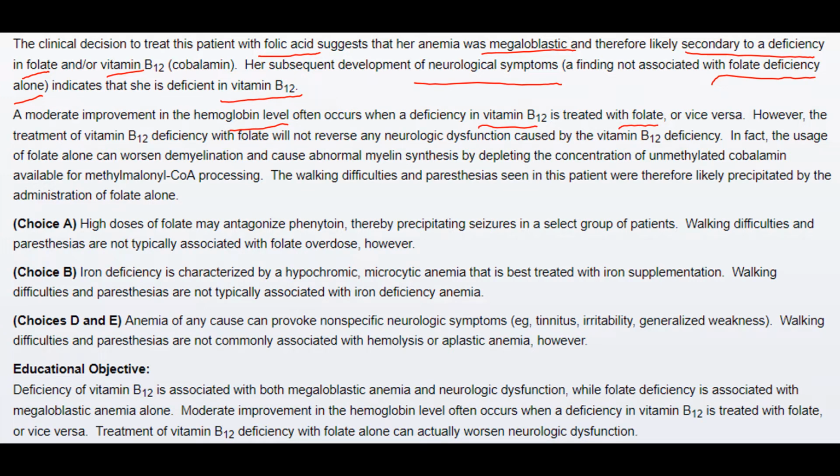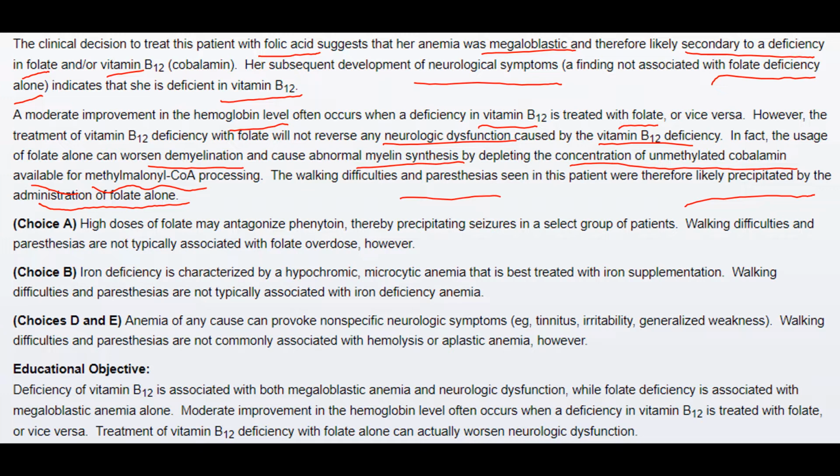folate or vice versa. However, the treatment of vitamin B12 deficiency with folate will not reverse any neurological dysfunction caused by the vitamin B12 deficiency. In fact, the usage of folate can worsen demyelination and cause abnormal myelin synthesis by depleting the concentration of unmethylated cobalamin which is available for methylmalonyl CoA processing. The walking difficulties and paresthesias seen in this patient were therefore likely precipitated by the administration of folate alone.